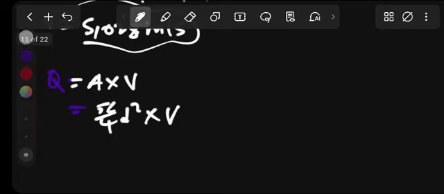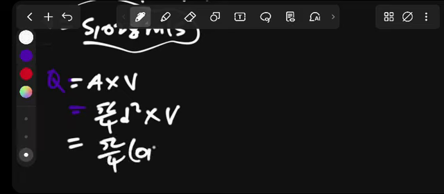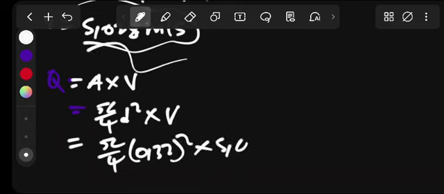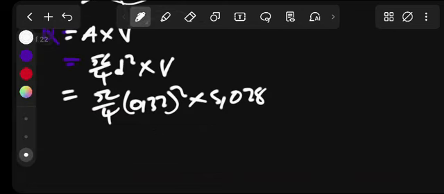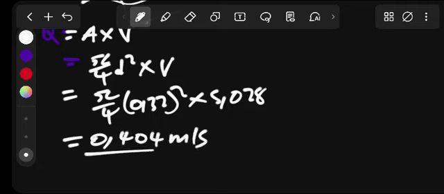So pi over 4, the diameter is 0.32 squared, the velocity is 5.028. Then Q will be 0.404. This is our flow rate.